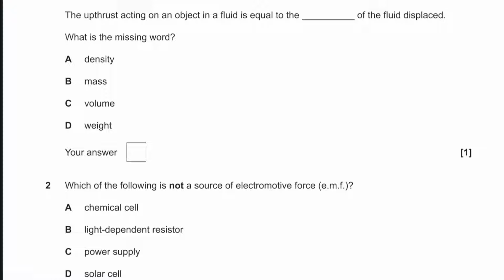Archimedes' principle is written below with one word missing. The upthrust acting on an object in a fluid is equal to the what of the fluid displaced? Well, we know that if something floats, if this is an iceberg or whatever, it means that the upthrust going up must equal the weight going downwards, so it is the weight, it's D.